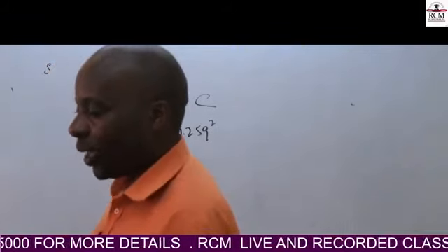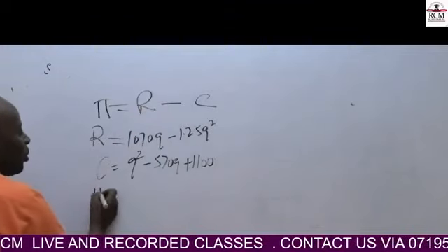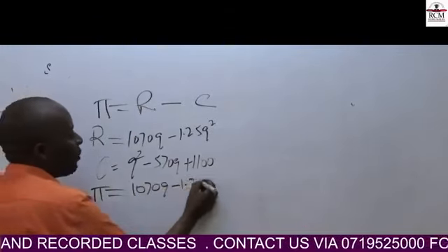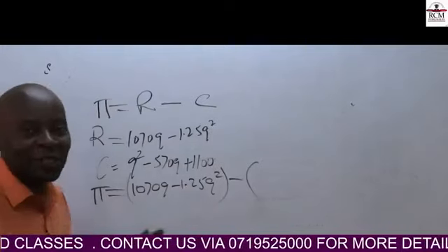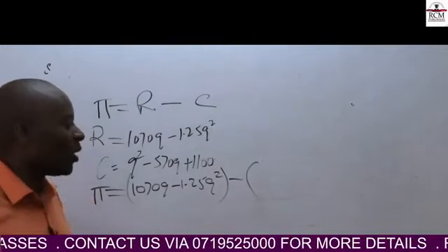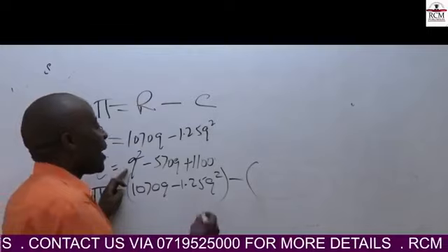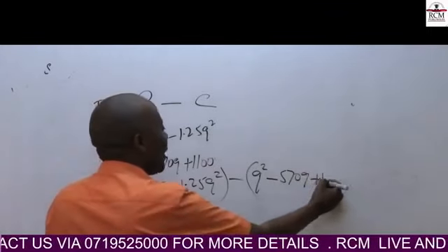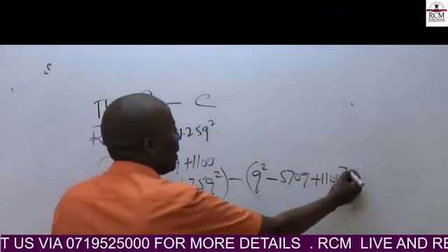And then the thing that they want us to do is to plug in these functions here for us to be able to get profit. So profit will be 1070q minus 1.25q squared. You put brackets like that. You say if you forget those brackets when you subtract functions, you will get 0. Then you say minus bracket, q squared minus 570q plus 1100. Then abracadabra you open the bracket.